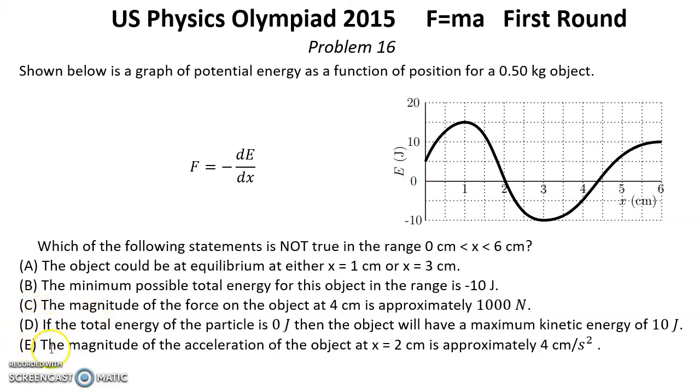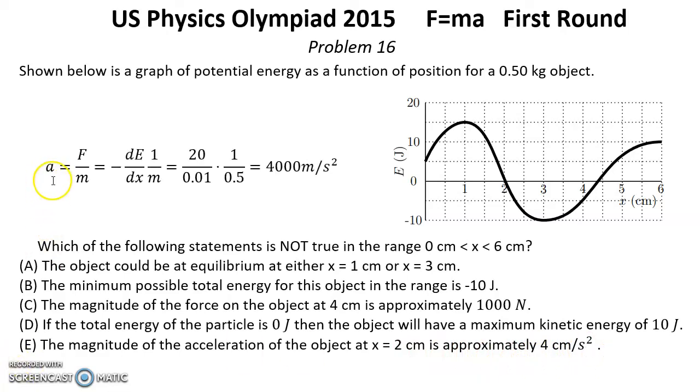E. The magnitude of the acceleration of the object at x equals 2 centimeters is approximately 4 centimeters per second square. Let's count it. We can count the acceleration using this formula. Acceleration equals F over m, which is negative delta E over delta x multiplied by 1 over m.